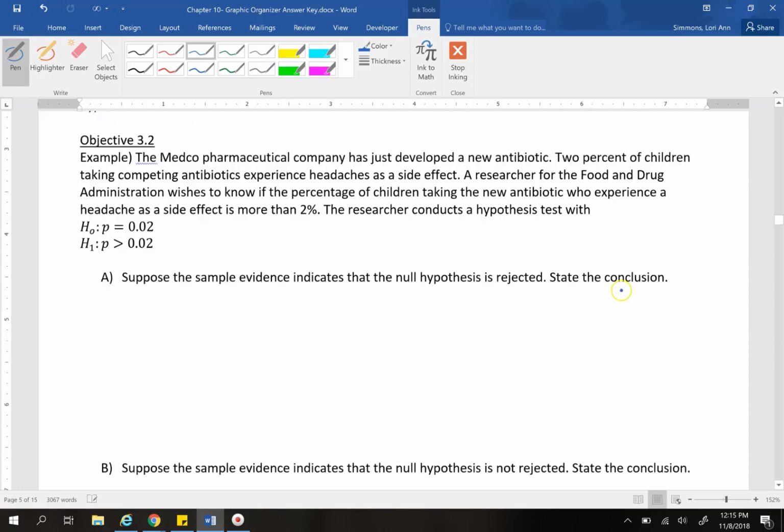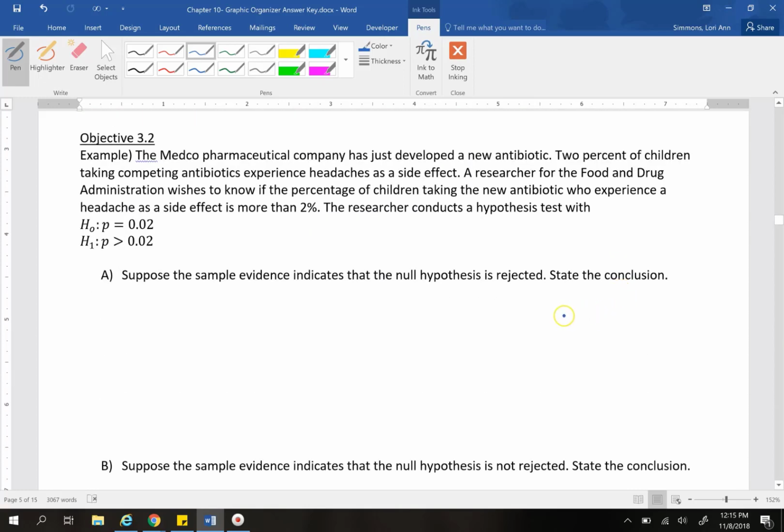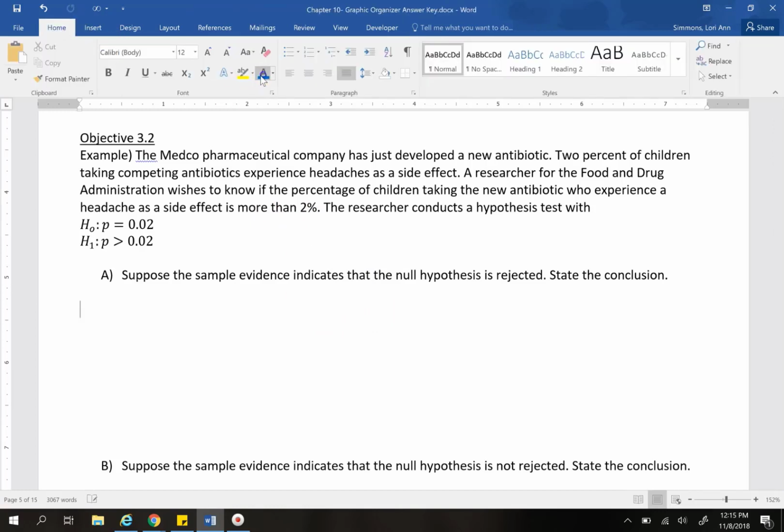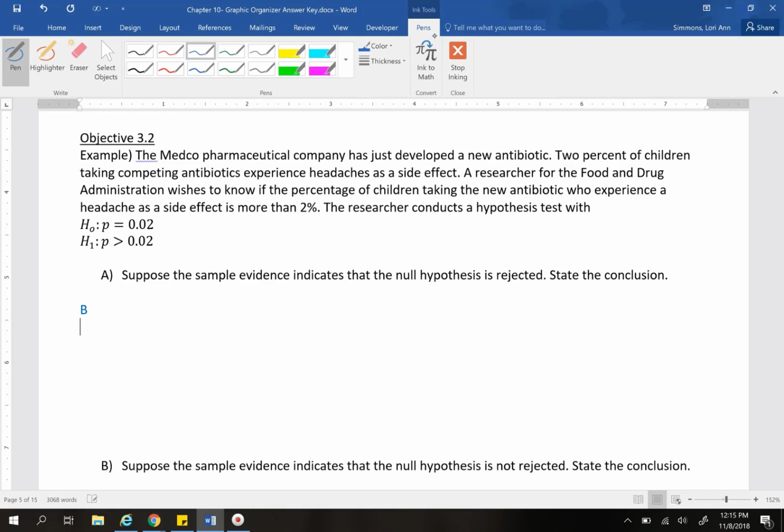Suppose the sample evidence indicates the null hypothesis is rejected. State the conclusion. So we're working again with this antibiotic example. So the null hypothesis is rejected. So I'm just going to cross it out. Here we go. So the null hypothesis is rejected.